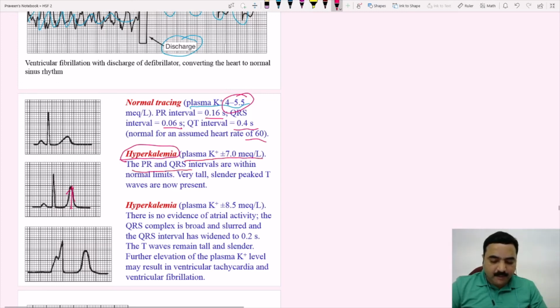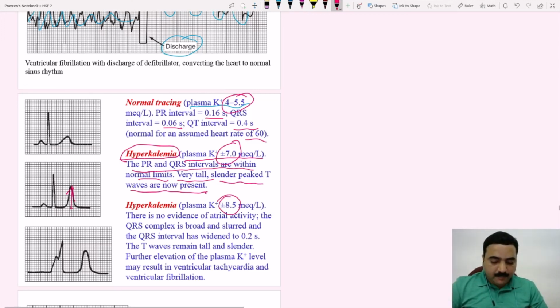When the plasma potassium level is 7, the PR and the QRS are within normal limits. This is a higher value, and very tall, slender, peaked T waves are now present. So that's what happens in hyperkalemia, but not an extreme hyperkalemia. When it goes to extreme hyperkalemia, to a level of 8.5 from the range of 4 to 5, which is considered high.